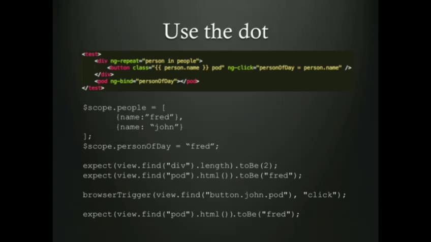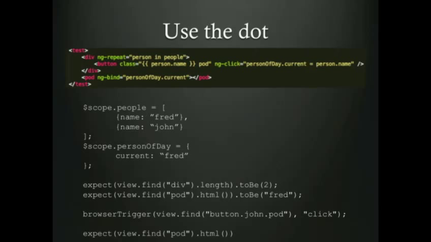So how would I fix this? Put it in an object. Exactly. So I'm now saying person of the day is an object. The current one is going to be Fred. If I click my button, it's now going to set person of the day dot current to person.name. And I'm going to ng-bind this thing outside, person of the day dot current. I'm going to click it, and it's going to be right this time. Not Fred, it's going to be John.